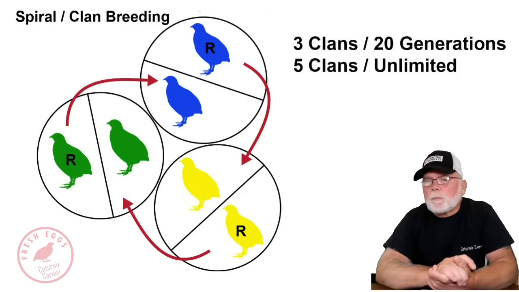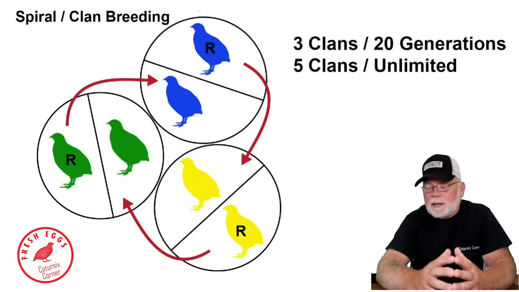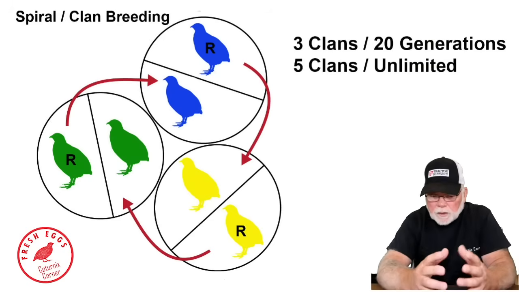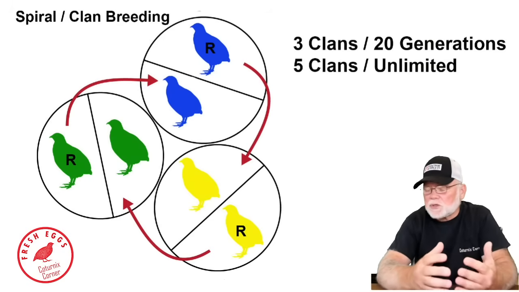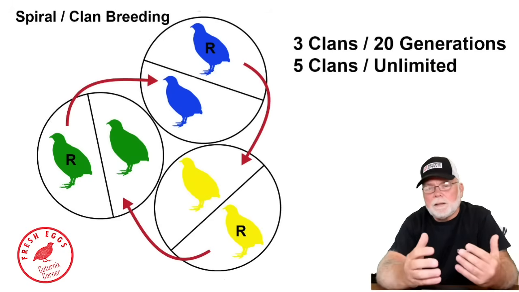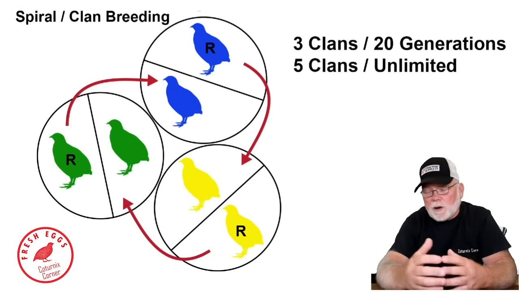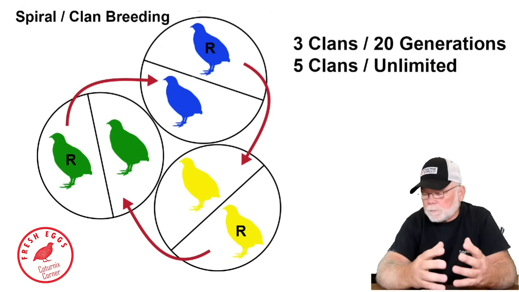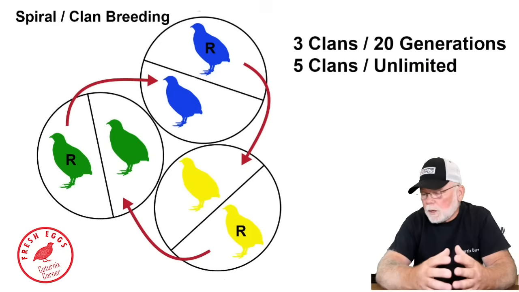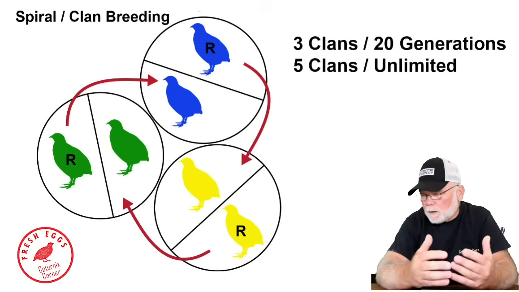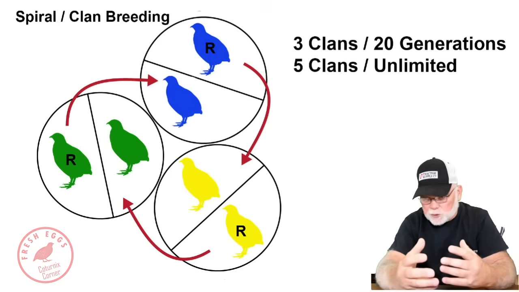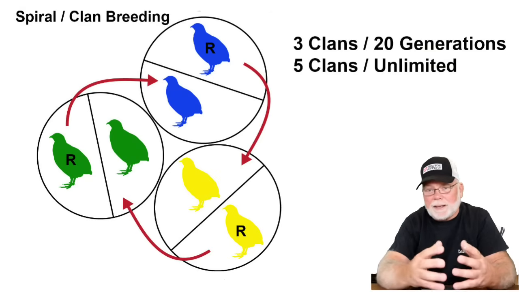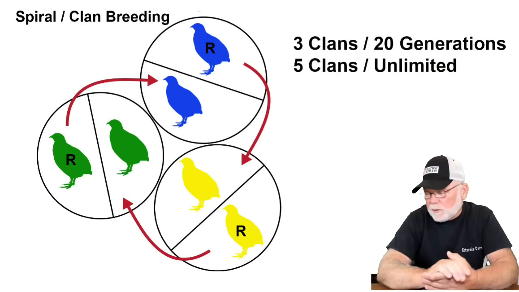Okay, so first off, what is a spiral or clan breeding program? Basically, this system entails creating three up to five clans or groups of birds that you're going to use to breed, and each clan is identified by the females.